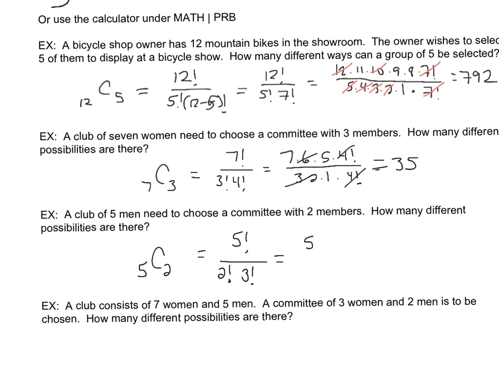So if I expand this, it's 5 times 4 times 3 factorial over 3 factorial, and then we have 2 times 1. So the 3 factorials will cancel. 4 over 2 will leave me with a 2, so I'm just left with 5 times 2, which is 10. So with a group of only 5 men, not quite as many committees can be formed with 2 members.